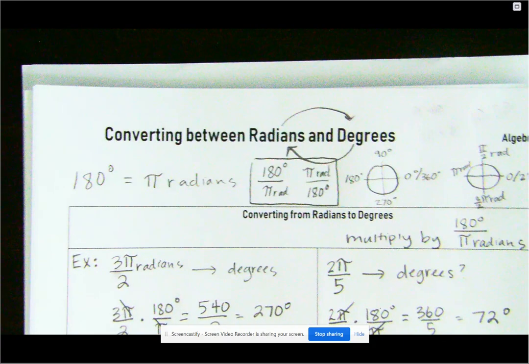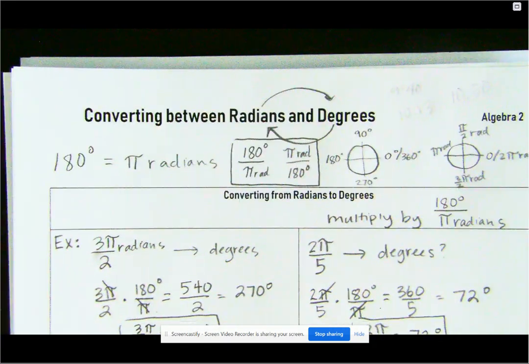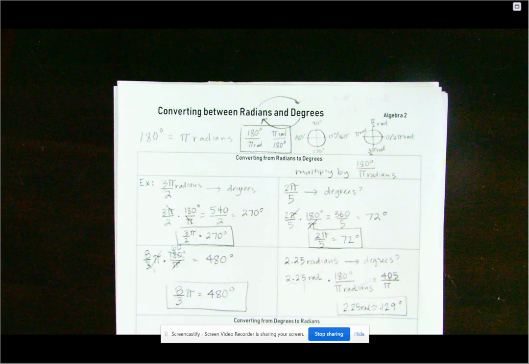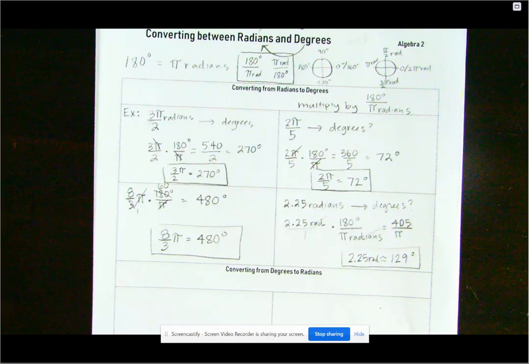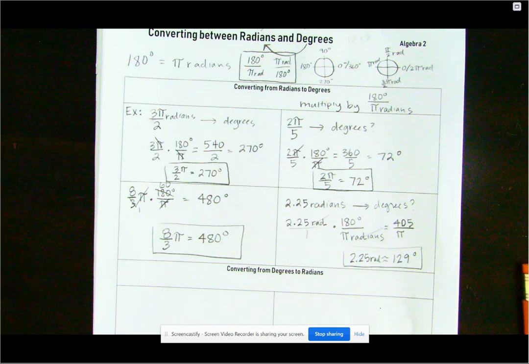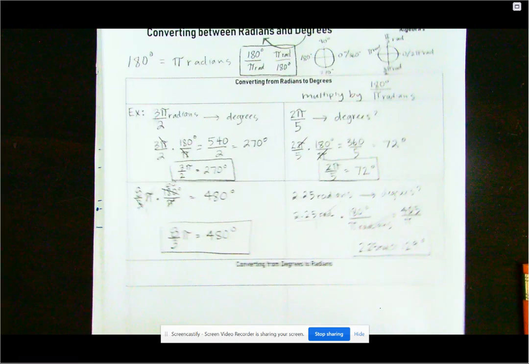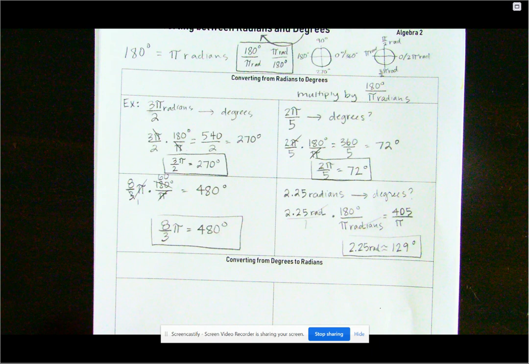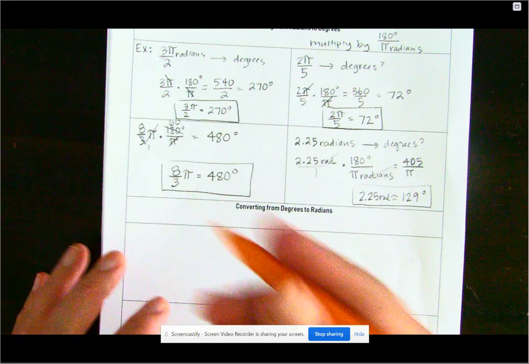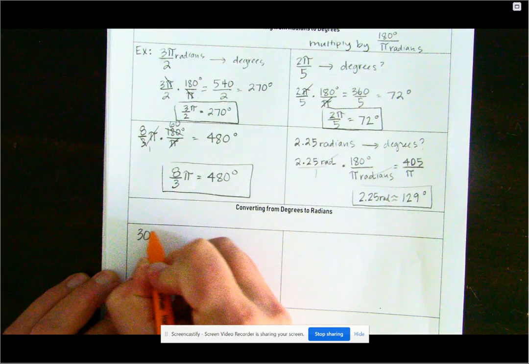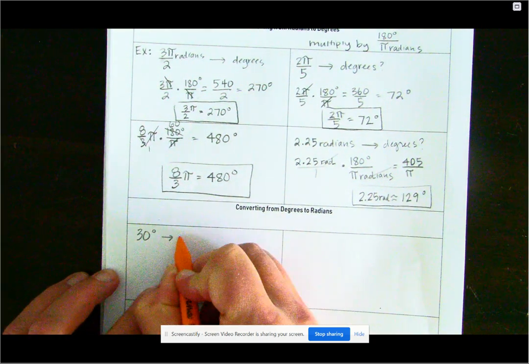And we're going to go ahead and move straight to converting between degrees and radians. So this is when they give you something in degrees and you want to change it to radians. If we start with just a nice example, one that's not too hard, let's say we want to have 30 degrees, and we want to change it to radians.